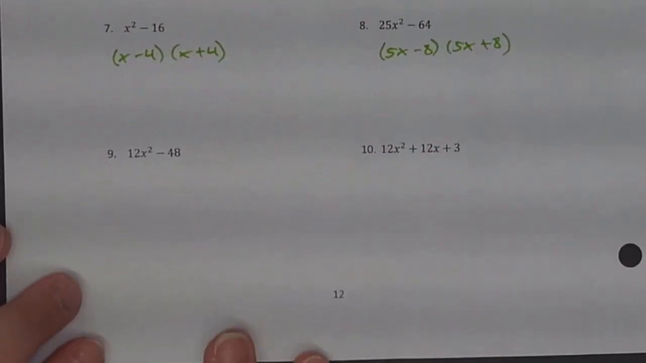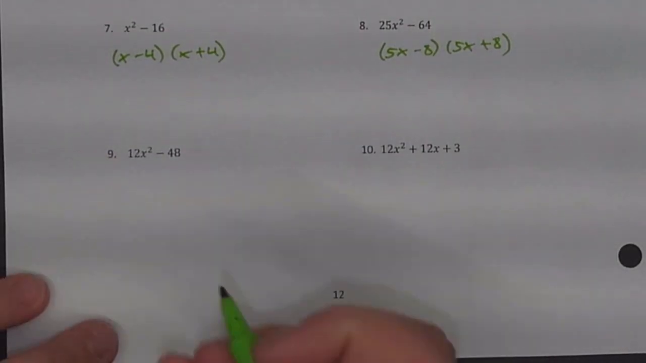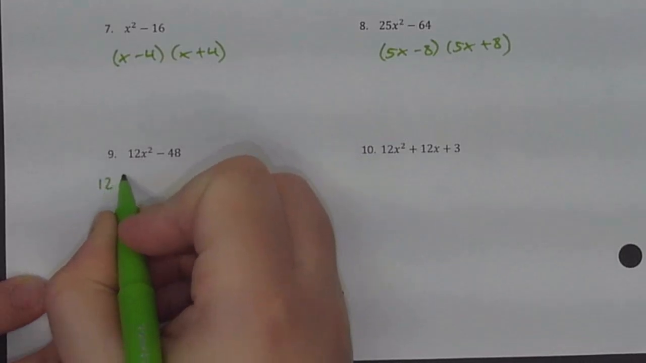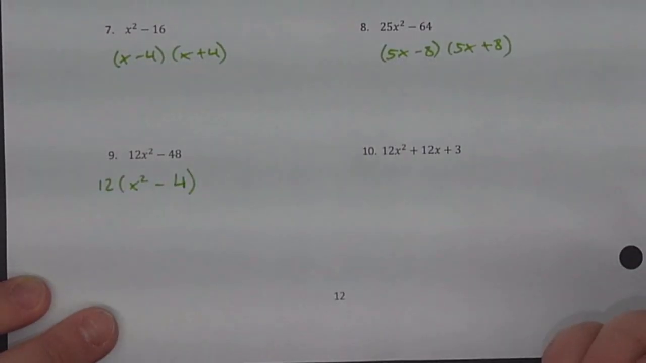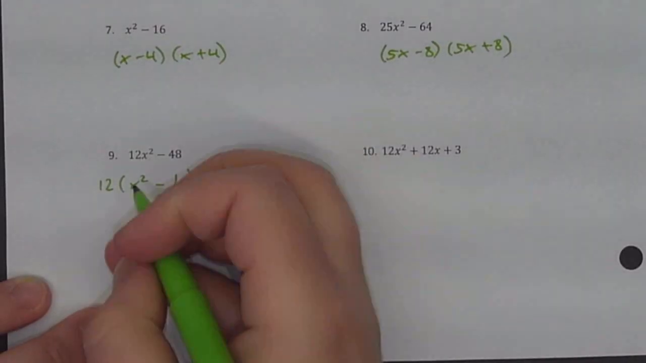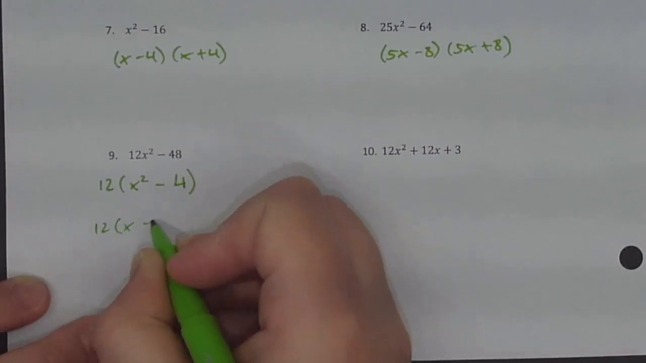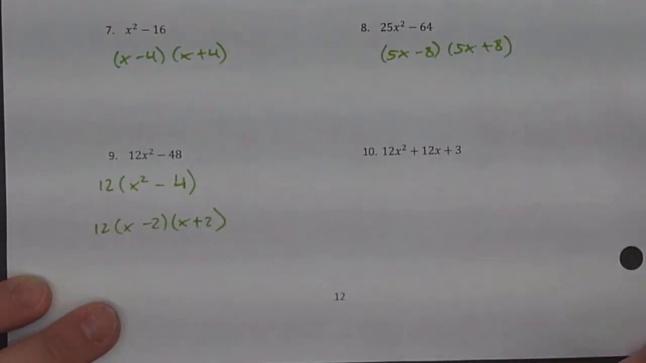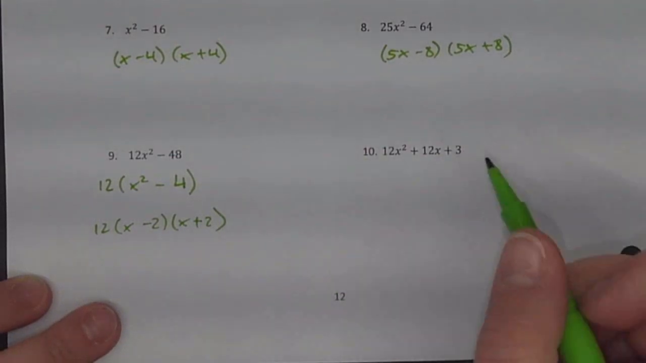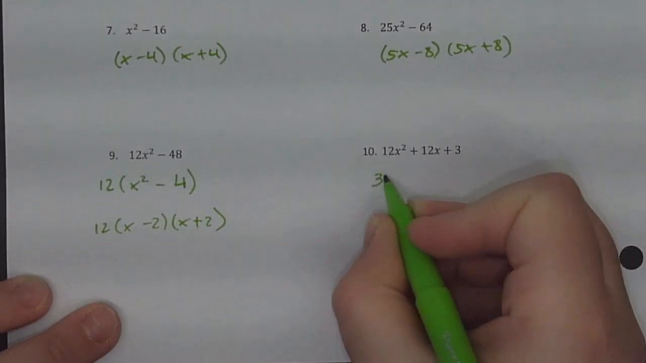Now number 9, at first glance, we're going to say, oh, nope, those are not perfect squares. But if I take out the greatest common factor, which in this case is going to be 12, I get x squared minus 4. And 4 is a perfect square. So once I take out the greatest common factor, the inside of the parenthesis will factor into x minus 2 and x plus 2. So that does work. Over here, we're going to take out the greatest common factor again, because all of them are divisible by 3.